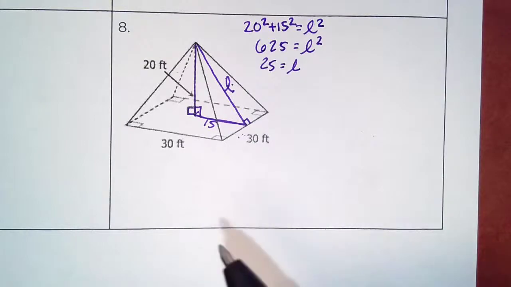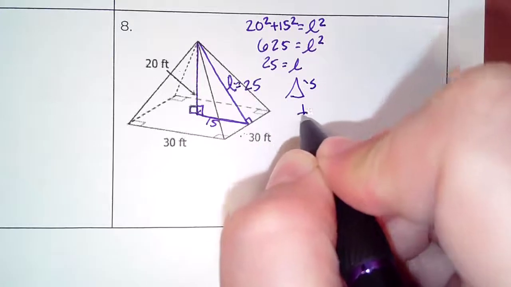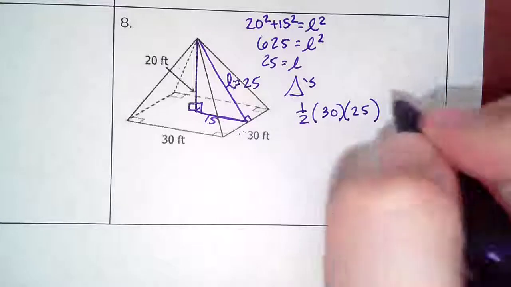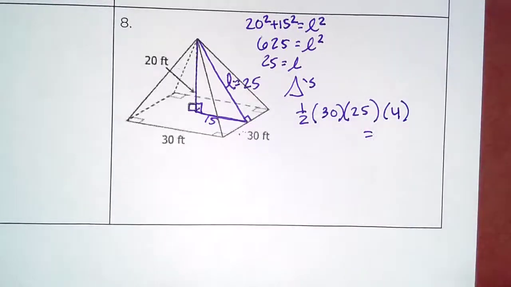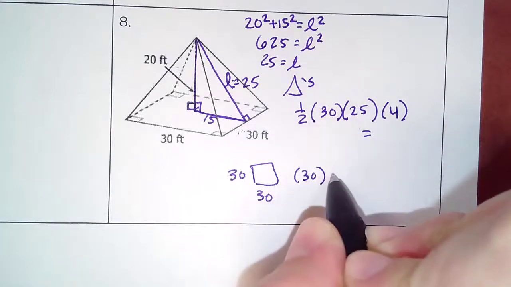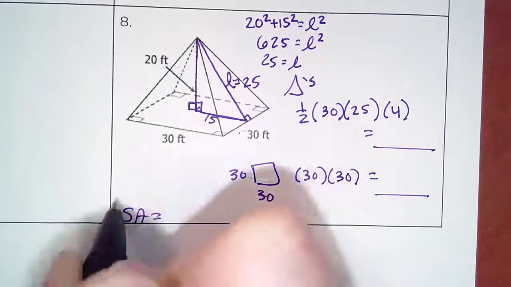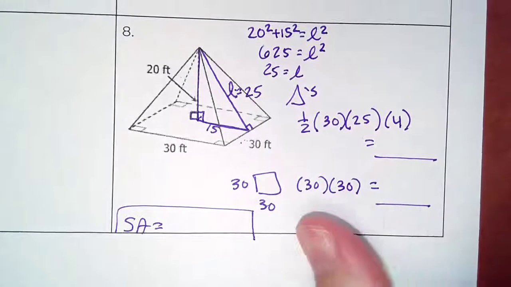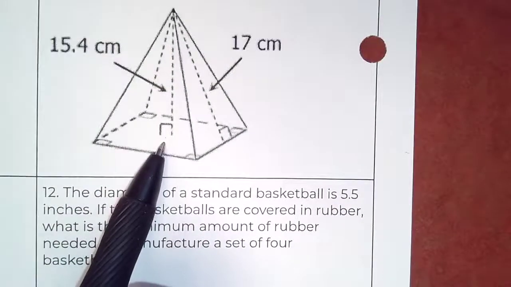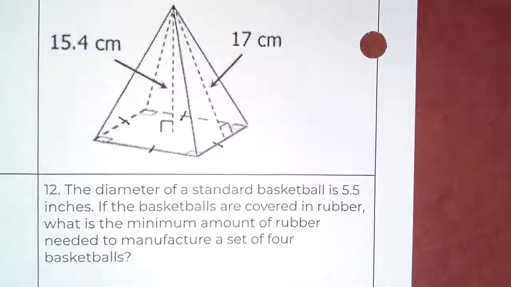So now you should be able to say, all right, if L is 25, then for my triangles, it's 1/2, base is 30, slant height is 25, and how many triangles are there? There's 4. Then for my square bottom, it's 30 by 30, so 30 times 30. If we get there, add them together, surface area would be adding those two together. You do have to do something similar for 10, and let's assume this is a square for 10. All right.